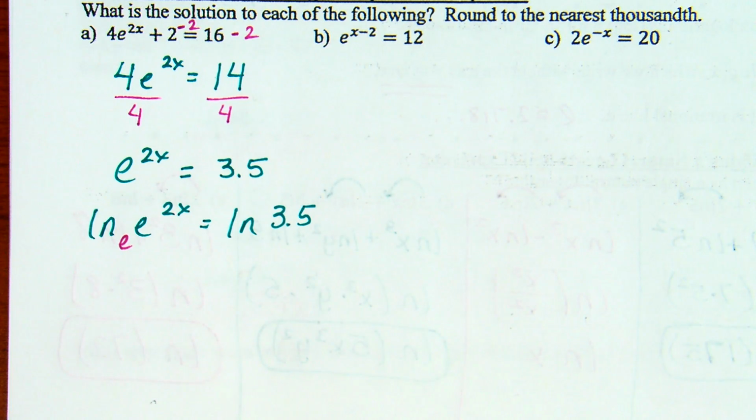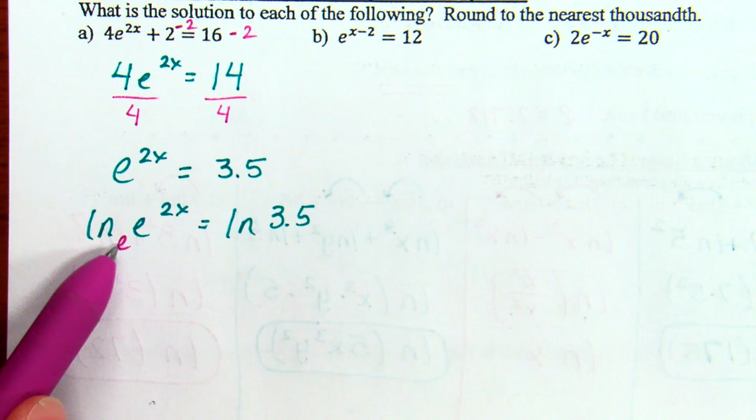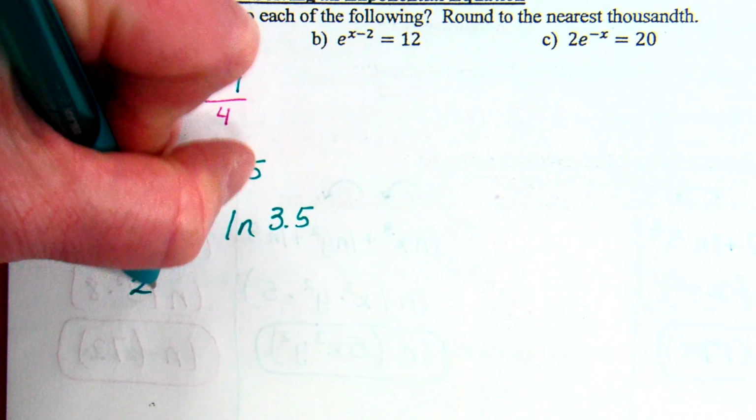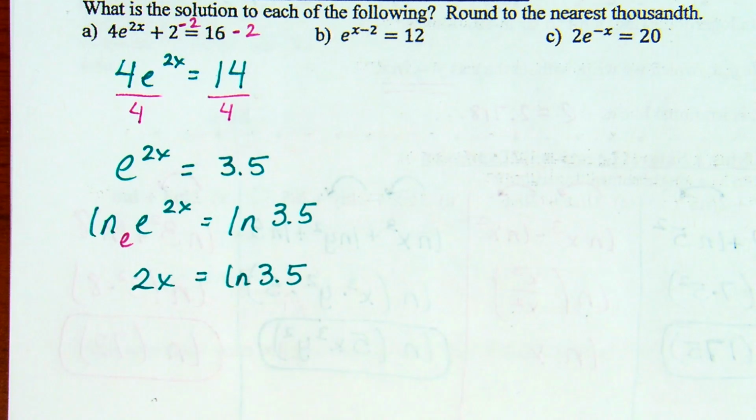Or what do you remember, I should say? Something to itself. Does this sound familiar? Because the e's are the same. If the base of the log and the inside of the log are the same, then this expression is equal to whatever your exponent is. What is my exponent here? 2x. So my equation becomes 2x equals natural log of 3.5.